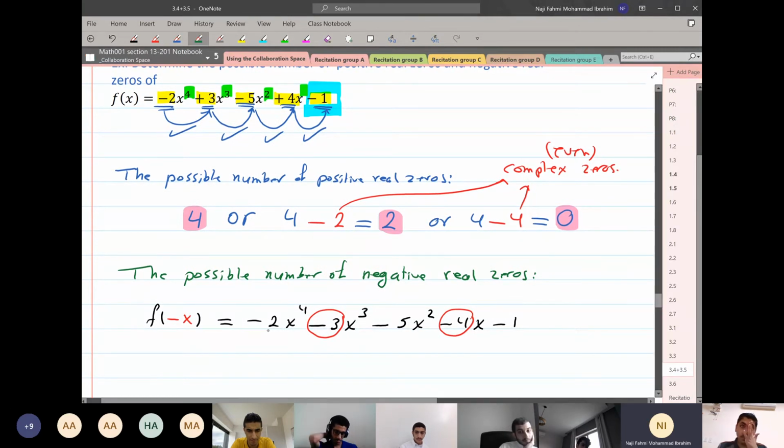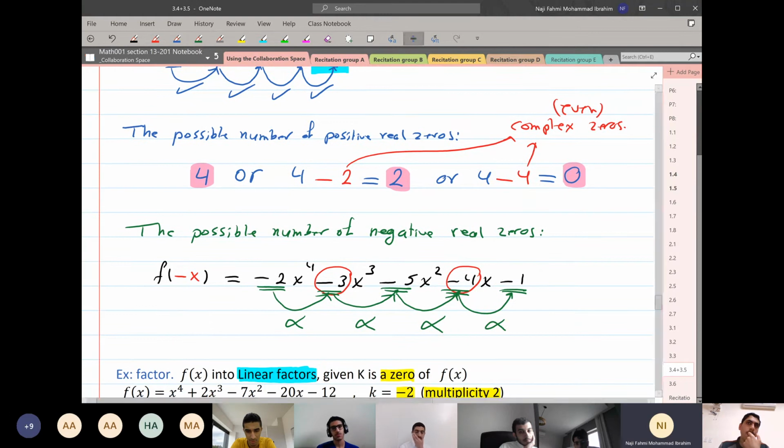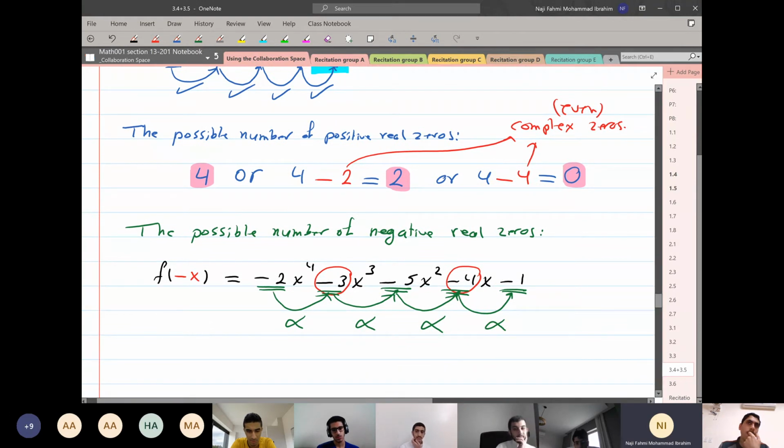Now let's count how many changes in the sign we have. None. From negative 2 to negative 3, is there a change in sign? No. From negative 3 to negative 5? No. From negative 5 to negative 4? No. And from negative 4 to negative 1? No. So how many changes in the sign do we have here? 0. We have no changes in the sign. This means the possible number of negative real zeros is 0.